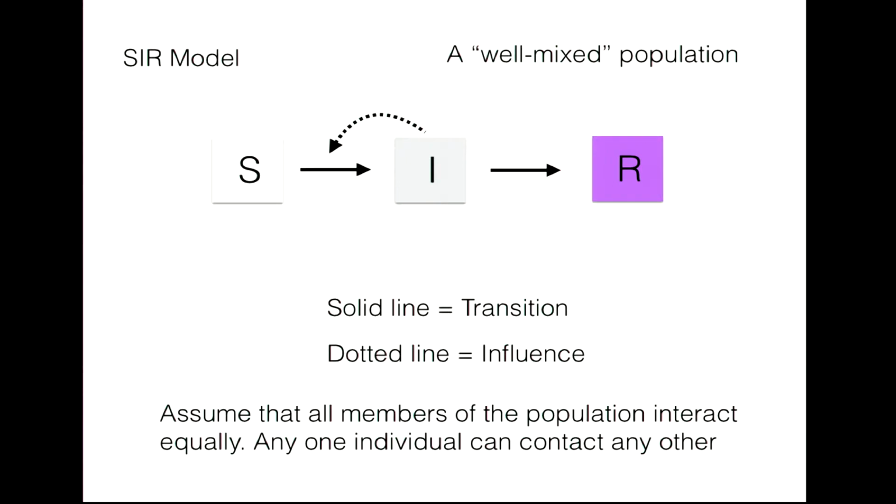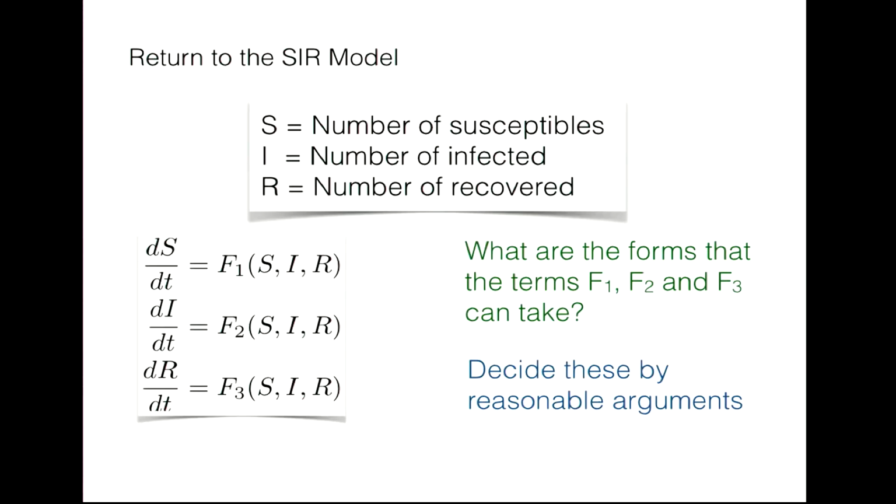Okay. So we will consider a well-mixed population. S can become I, can become R, and the number of I's affects the rate at which S becomes I. Solid lines, as I mentioned earlier, are transitions, dotted lines are influences, and here we assume that all members of the population can interact with all other members.